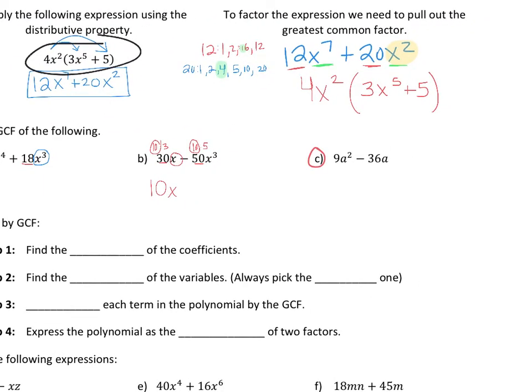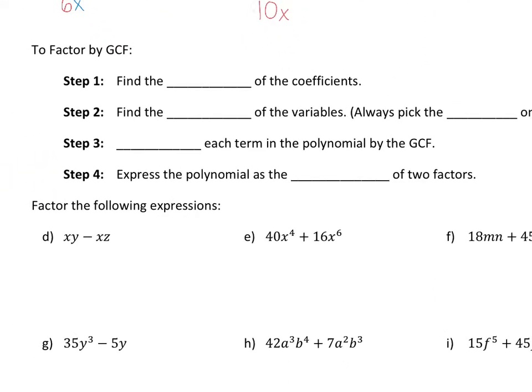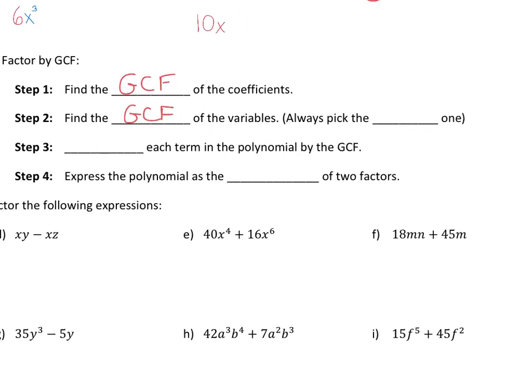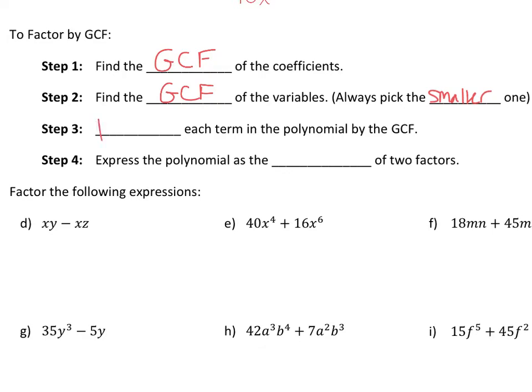I want you to do letter C. So to factor by GCF, we first have to find the GCF of the coefficients. And then we have to find the GCF of the variables, which means always pick the smaller one. And then we factor each term, divide each term in the polynomial by the GCF. Express the polynomial as the product of two factors.